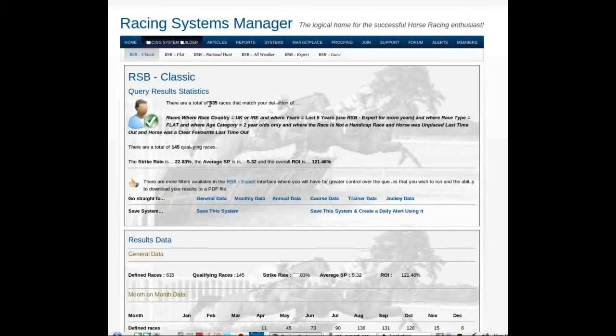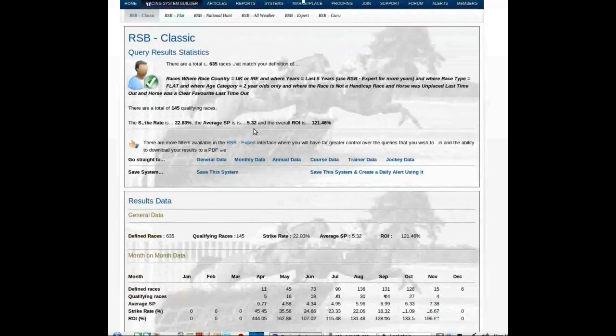Now I think you have to bear in mind a little bit of the psychology that's in play here. The system has found 635 races that qualify to our qualifying parameters. That's about 127 a year. That works out, bearing in mind the shorter season, about 20 a month, roundabout, which is about 5 a week. Now the strike rate is horrendously low, 22.83%, not something I would normally consider, but bear in mind that psychology.